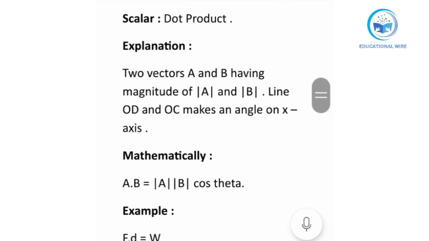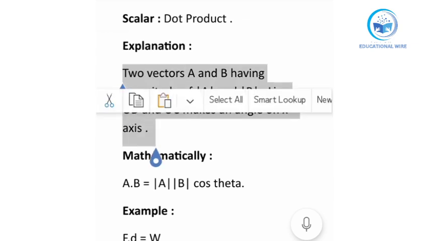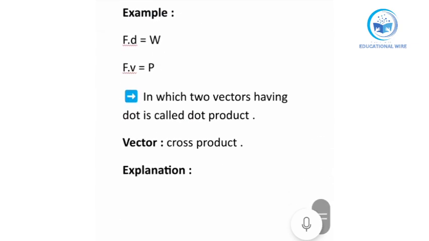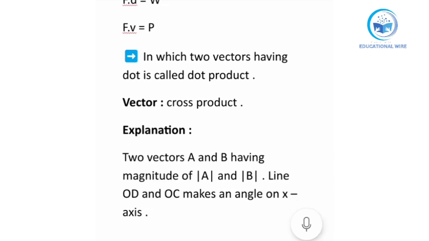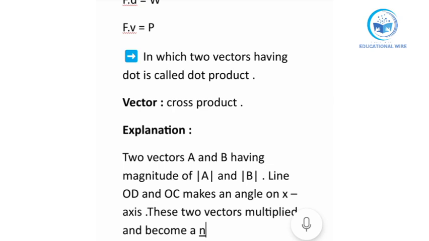In explanation we are having the same thing. The two vectors A and B, having magnitudes A and B, with lines OD and OC, make an angle on the x-axis, but we are having one more thing. These two vectors multiplied become a new vector, which is called cross product or vector product.